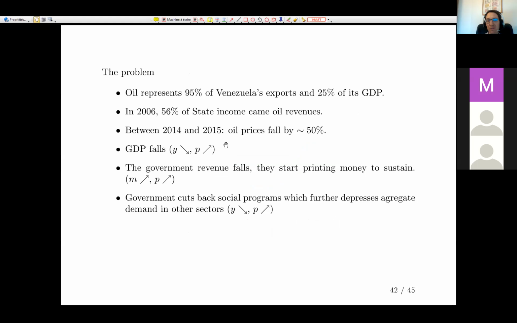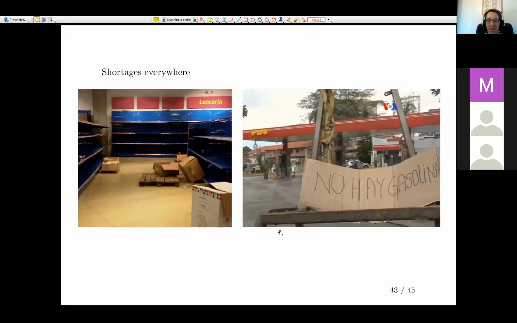GDP fell. The oil prices fell by 50%, and prices increased. Government revenue fell, so they started printing money instead. So M started to go up, and prices started to go up. They started to cut back social programs, and they didn't even have enough money to maintain their oil production and infrastructure, so it was very bad. So this is the stores. They didn't have enough. They couldn't import anything or even produce anything in the country.